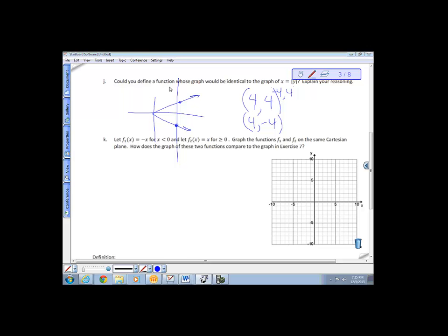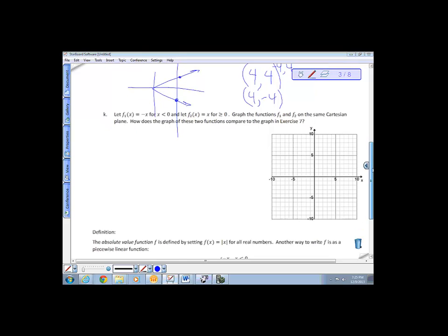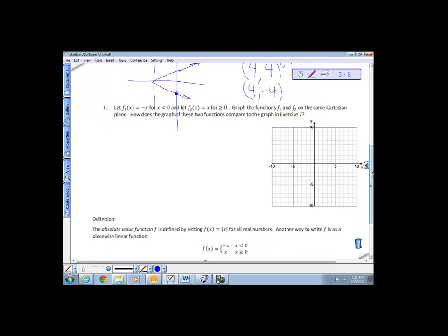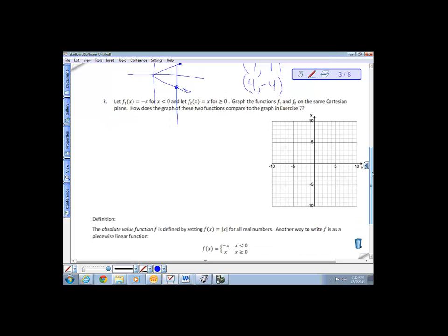All right, so real quick. We're talking about a piecewise function here. We have f sub 1 of x is negative x, and f sub 2 of x is x for x greater than or equal to 0. So real quick, f of 1 is going to be this.